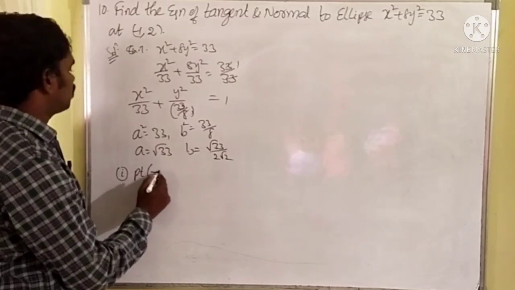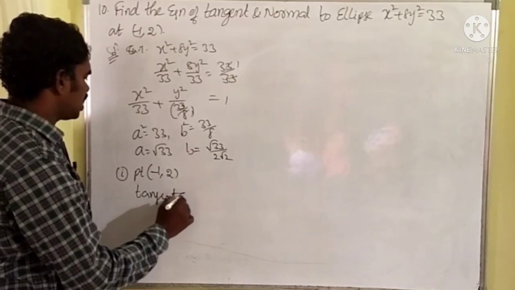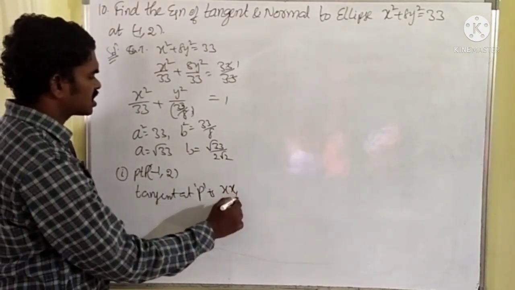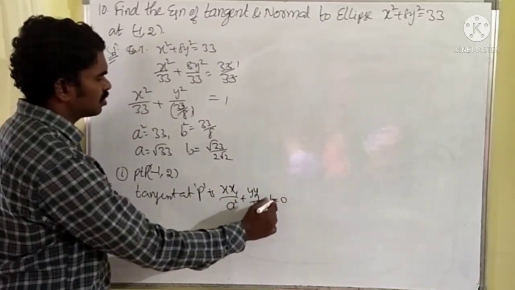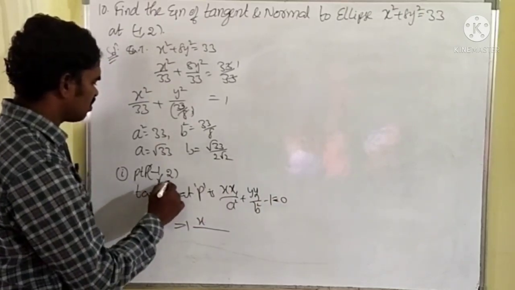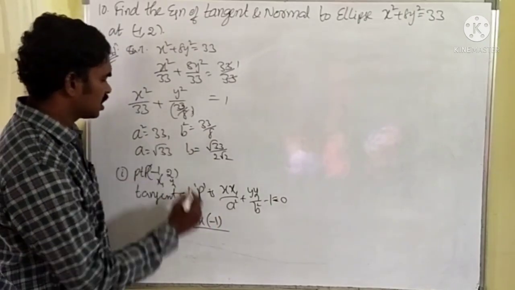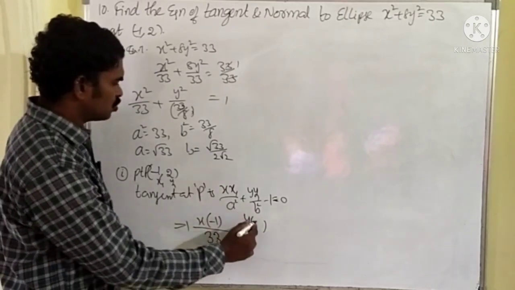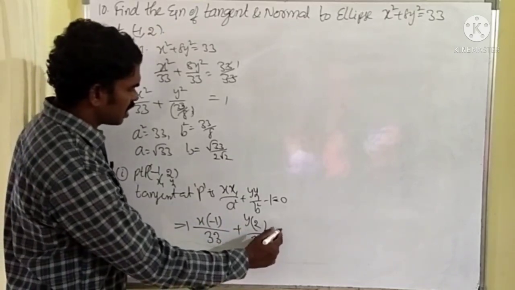What is the point? Minus 1 comma 2. So tangent at this, I am taking P. Point P is generally x1 by a square plus y1 by b square minus 1 equal 0. So x means x, x1 means what? This is minus 1, y1 means 2. So x into minus 1 by a square means 33. Next plus y into y1 means 2 by b square is 33 by 8 minus 1 equal 0.